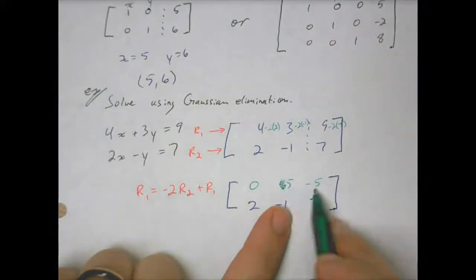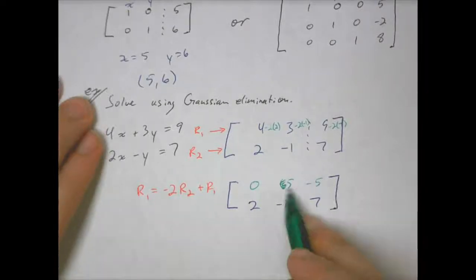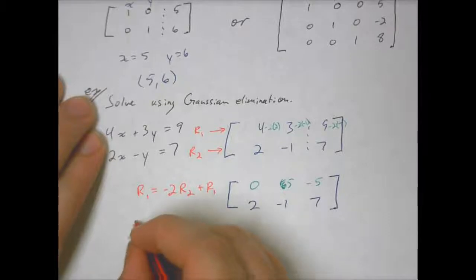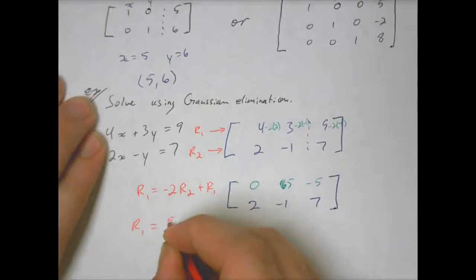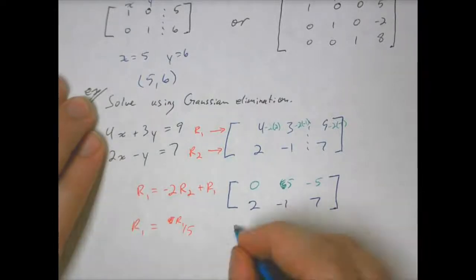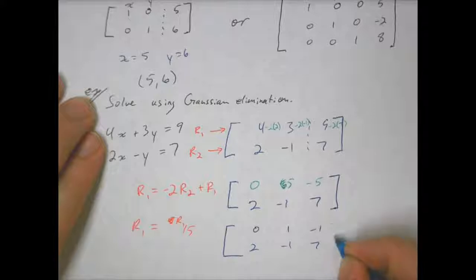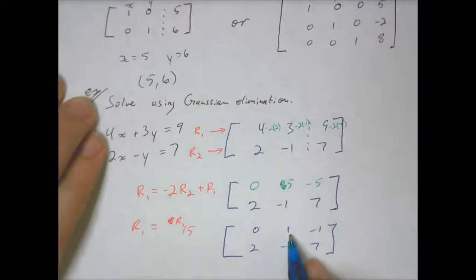So if we have 5 and 5, I want that to be a 1 so that I can figure out what my y value is. So I divide this entire row by 5, so row 1 is now my old row 1 divided by 5. Row 2 is still the same thing. Now this means I found y to be -1. So I have 0 x's there, and I need to eliminate this now. Well, if I just add this row to it, 1 and -1 would make 0.